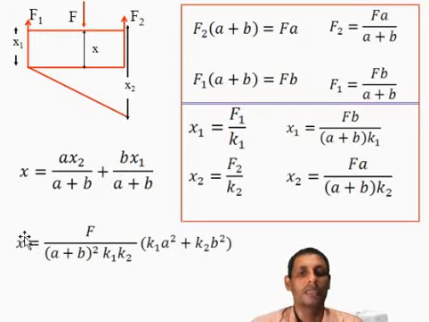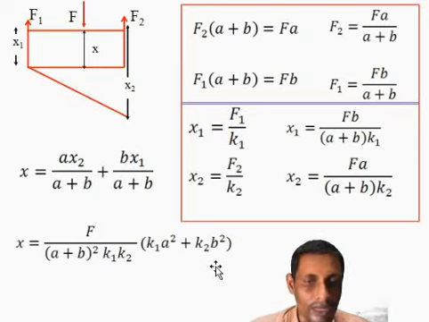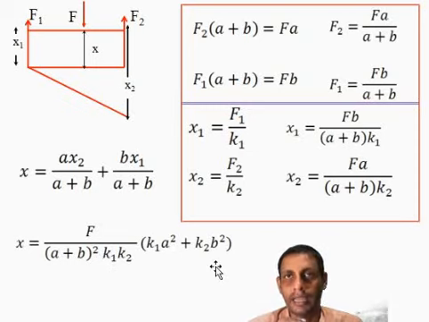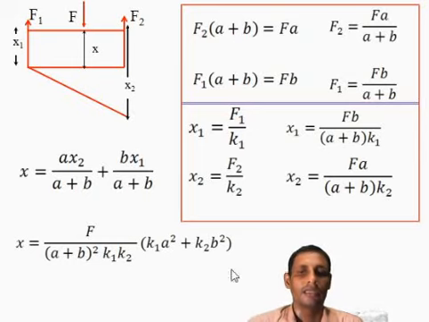Suppose you want the equivalent stiffness, then that expression is F divided by x, that is equal to (A plus B) whole square into K1 K2 divided by (K1 A square plus K2 B square). So it's a very unique problem. Even though the load is not applied exactly in the middle, the bar remains horizontal, and throughout the bar the deflection remains the same. And the strategy adopted in this particular solution is sufficient to find the deflection and also the equivalent stiffness of the system.